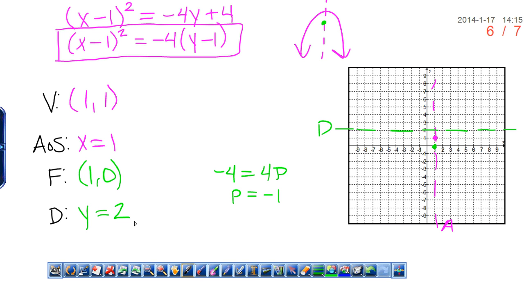Okay, we're almost done. We need the endpoints of our focal chord. So how do I do that? Yeah, so we take our 4p, which in this case is 4, and I go 2 units in either direction from what point? From the focus, because it's a focal chord or a focal width. Wait, I went 3. Sorry. There we go.